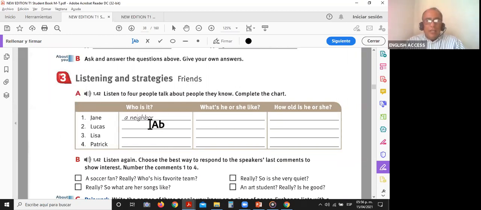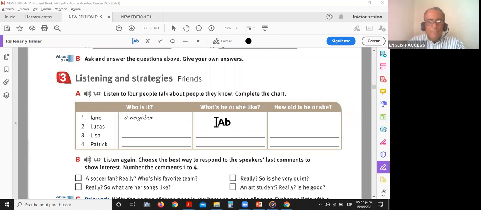Good job. Here we are going to listen to a track, and we are going to listen to 4 people talking about people they know, and we need to complete the chart. Someone is going to talk about Jane. Jane is a neighbor. Then he or she is going to say what he or she is like and how old he or she is. So we need to complete the chart here with the information. The information is going to be in the track. Let's do number 1 all together, okay? I'm going to play the track, and you have to be careful to listen to the information.